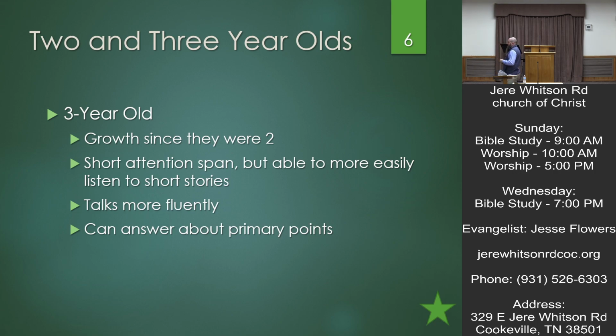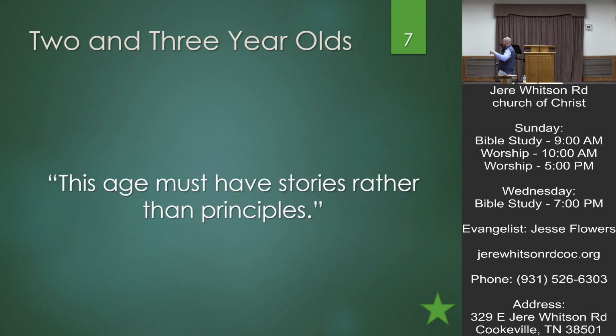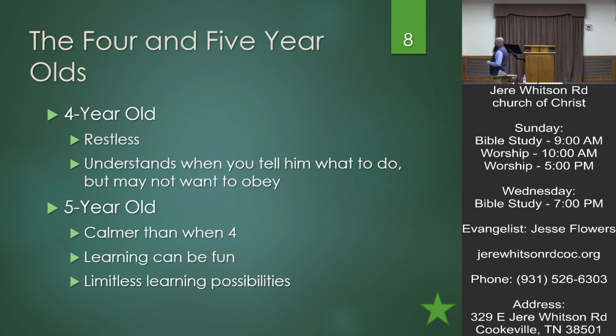At 3, they still have a short attention span, but they may be able to listen a little bit better than a 2-year-old. And some of this, obviously, every kid is different. So these are generalities, so just remember that. A 3-year-old is going to be able to talk more fluently, and they may actually be able to answer questions whenever you've told a story and be able to repeat things back to you, so you're progressing just a little bit. So again, you're teaching the stories, not just the principles at this very early age.